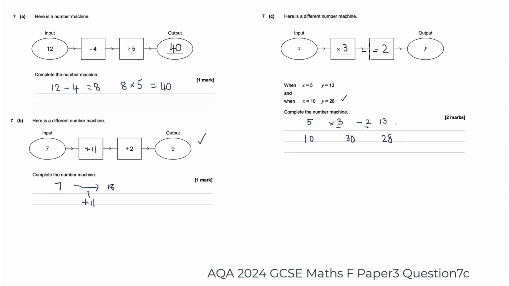So there's the complete number machine. We multiply by 3, then we subtract by 2. That fits both the pieces of information that were given.